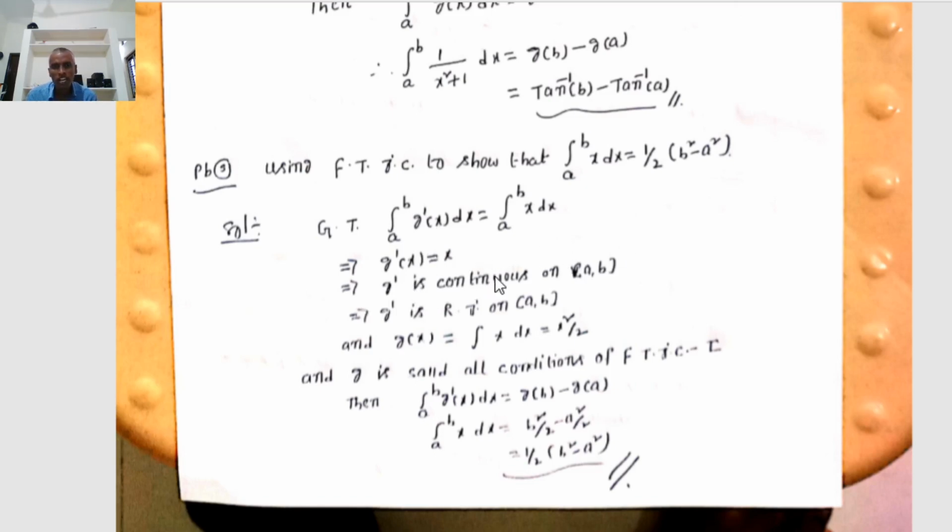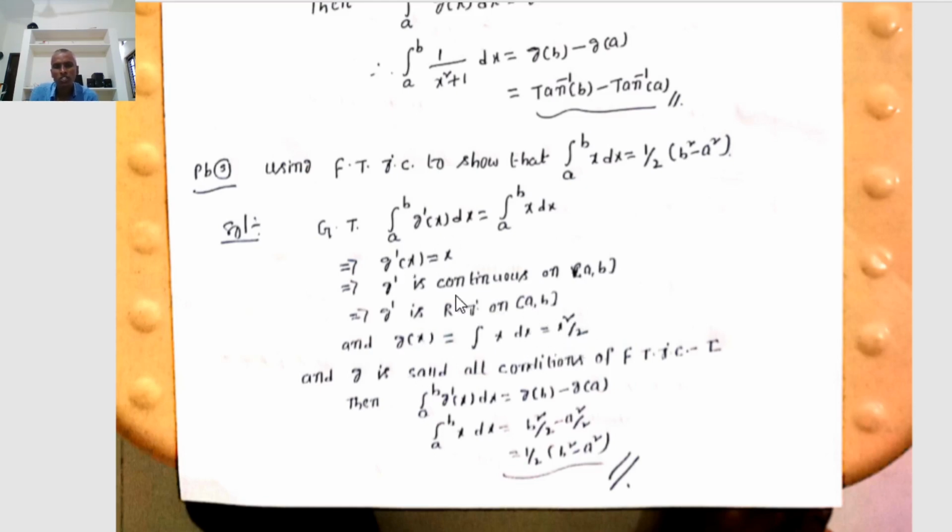That implies g dash is a continuous function for all x belonging to the closed interval a comma b. Already we know that every continuous function is Riemann integrable. That implies g dash is Riemann integrable on the closed interval a comma b. Therefore g of x equals the integral of g dash of x dx, where g dash of x equals x. Therefore g of x equals the integral of x dx, that equals x square by 2.